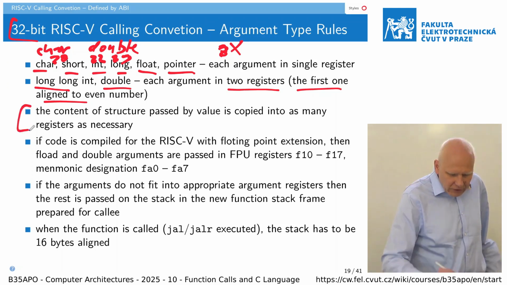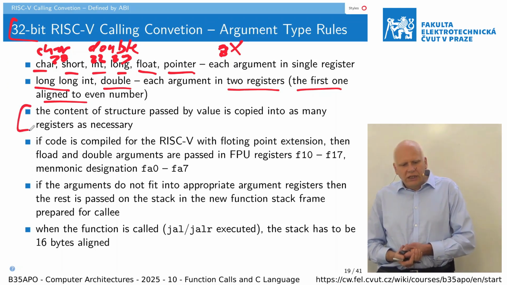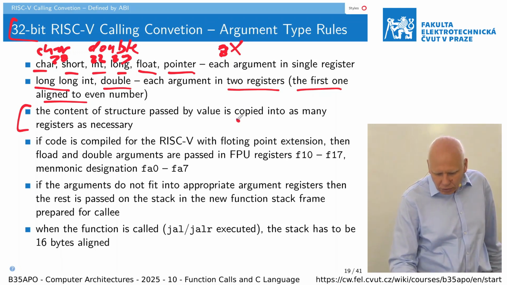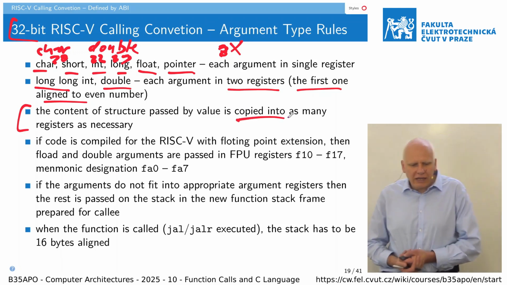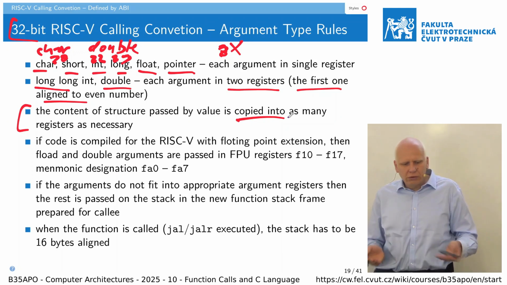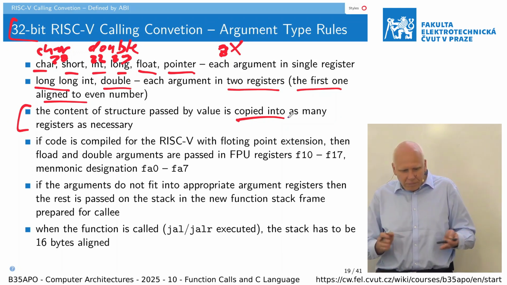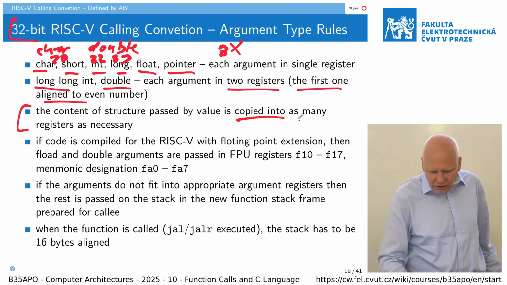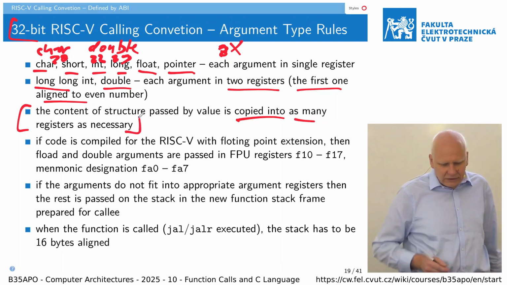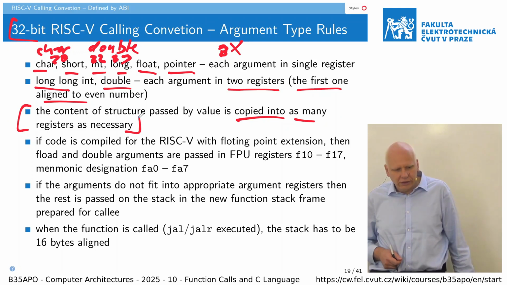If we have small structures which are passed by value, then they are copied according to the above rules into the registers, or sometimes they are even packed into the registers, so you can pass a structure through the registers.